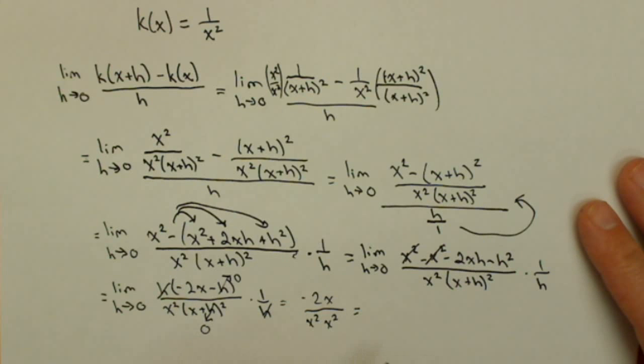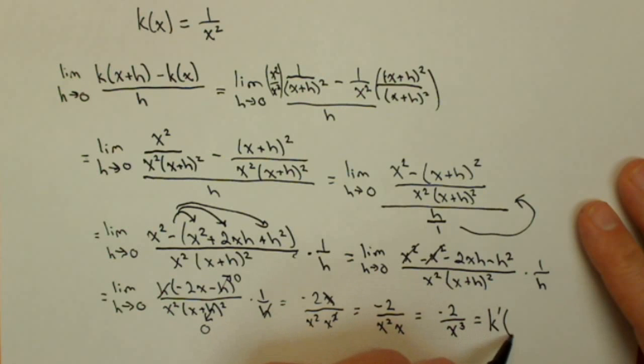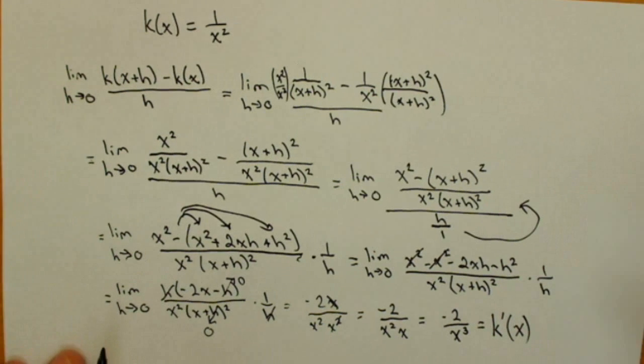Now there's some simplifying we can do here. I can cancel out one of the x's in the denominator with this one on top. So I'm going to get negative 2 over x squared times x. And typically what we'd do is write that as negative 2 over x cubed. And there is our k prime of x using the definition of the derivative.